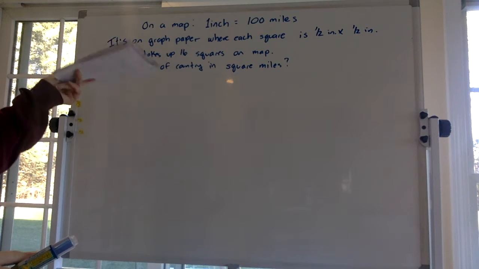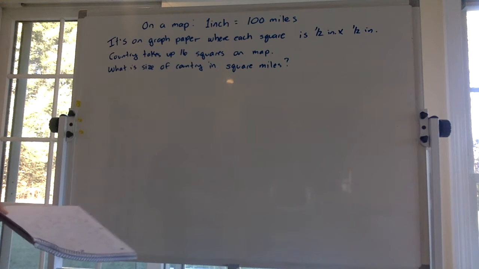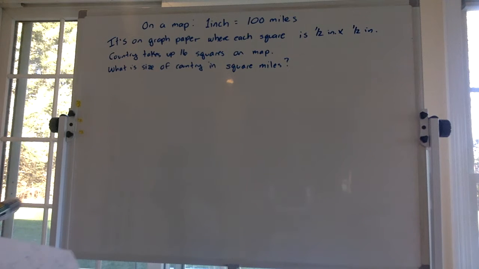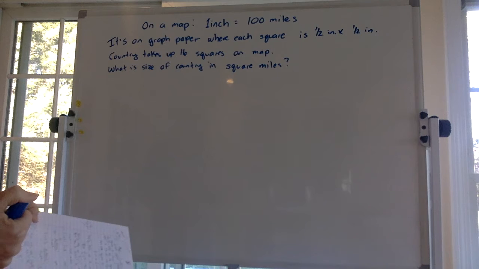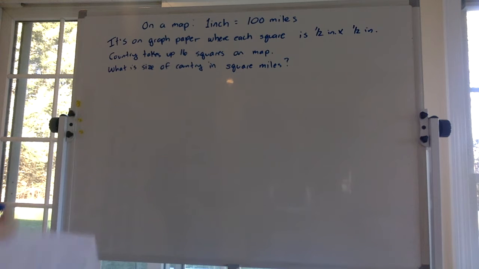But anyways, this map is on graph paper where there are little squares, and each little square is half inch by half inch. The country that we're going to try to convert to figure out how many square miles takes up 16 squares on the map. What is the size of this country in square miles?